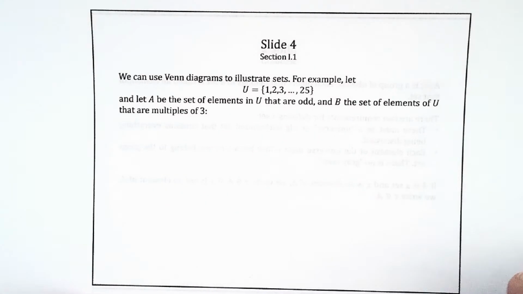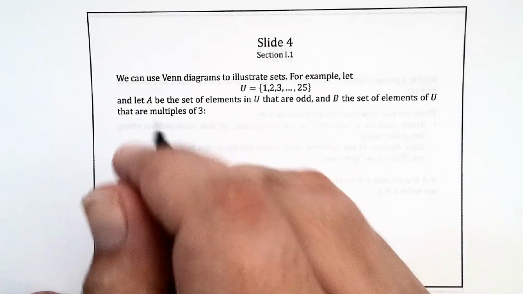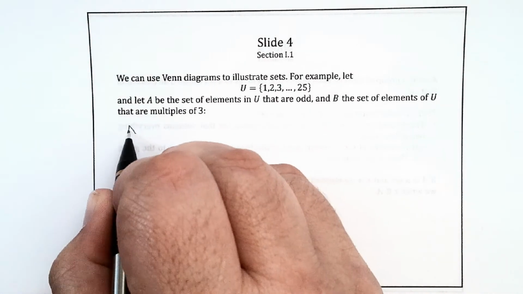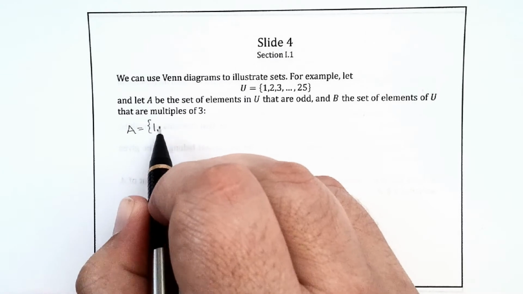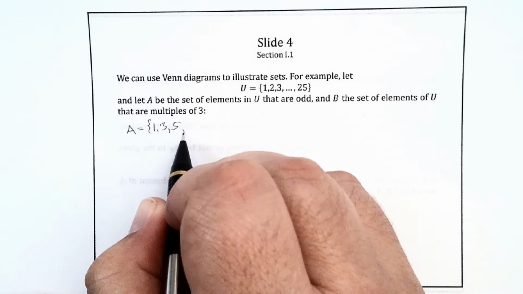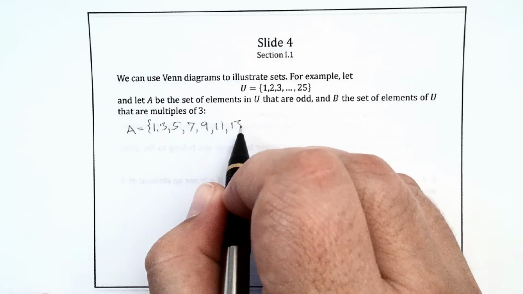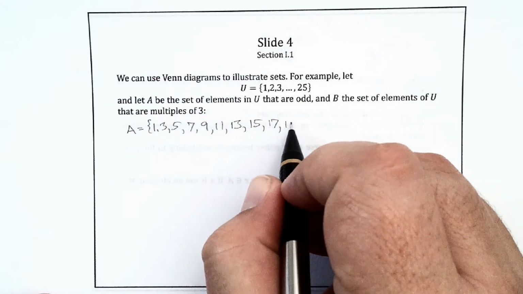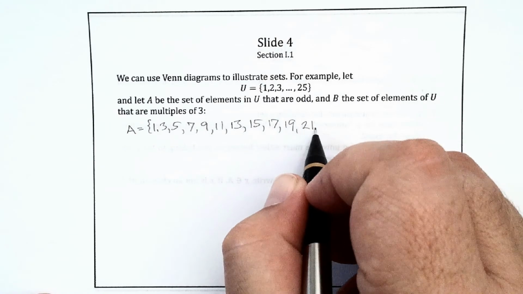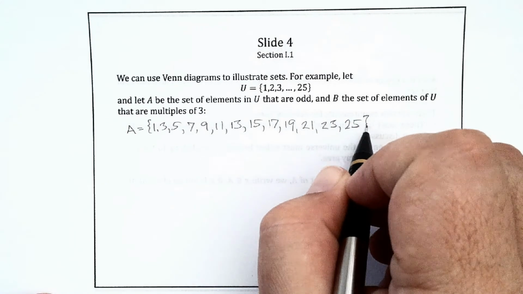So first let me write out what A and B are, and then I'll draw a picture to illustrate this. So A is the set of elements that are odd. So A contains 1, 3, 5, 7, 9, 11, 13, 15, 17, 19, 21, 23, and 25.